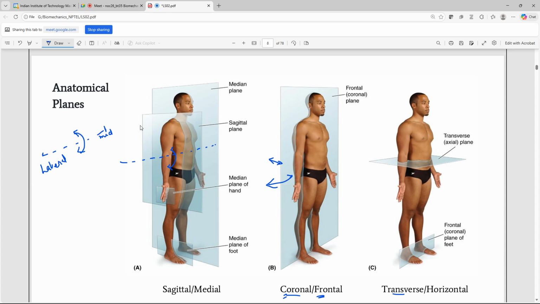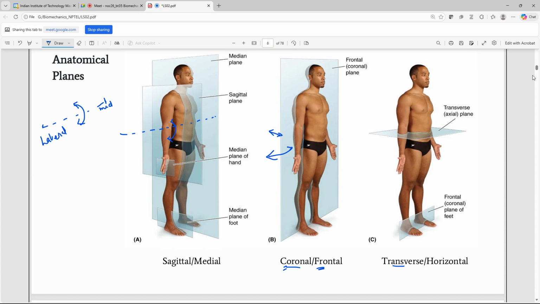So any motion that is confined to one particular plane, sorry, a rotation confined to one particular plane, will be happening with respect to the axis perpendicular to that plane. So the axis that is perpendicular to the sagittal plane is the mediolateral axis. Any rotation happening in this plane will be with respect to this particular axis only. So our answer is mediolateral axis.